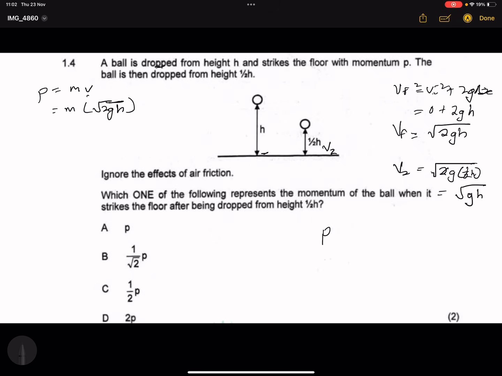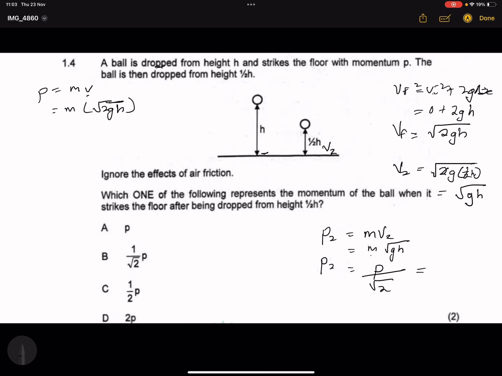now, let's call it momentum 2, it would be mass multiplied by v2, right? So that's mass times, in this case, the square root of gh, whereas in the initial one we had square root 2 gh. So which means momentum 2 is actually square root 2 less than the first one. Okay, so P2 would actually be, if you look at this, it would be P divided by square root 2.